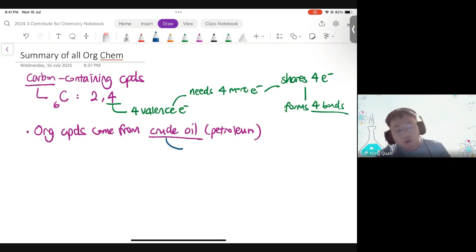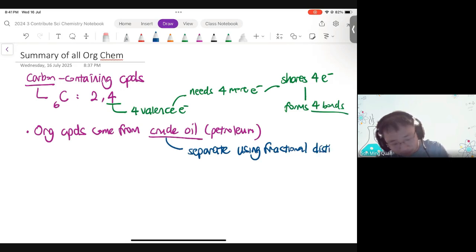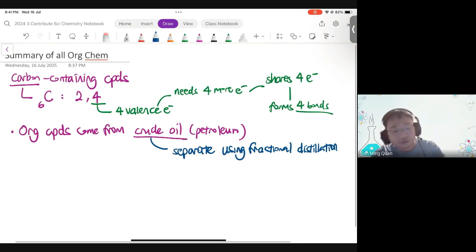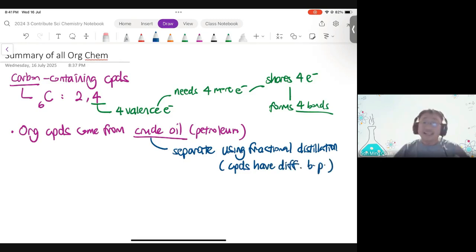And we need to know crude oil or petroleum, because it's a mixture, to become useful, you need to separate it. And so we separate crude oil using fractional distillation. And the reason why we use fractional distillation is because the compounds have different boiling points. Okay? And that settles how we actually separate crude oil into its respective components.